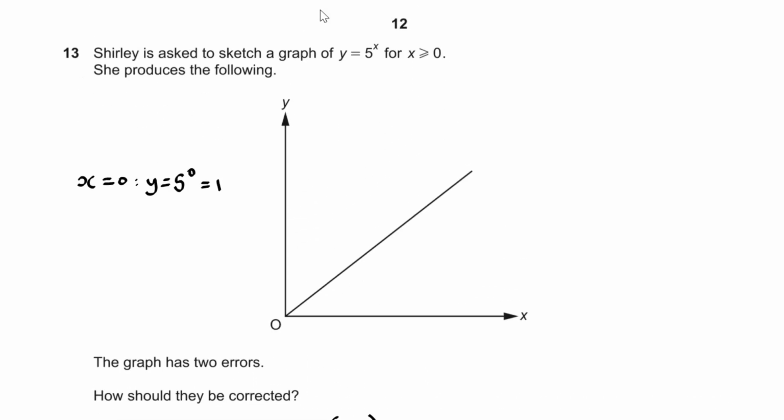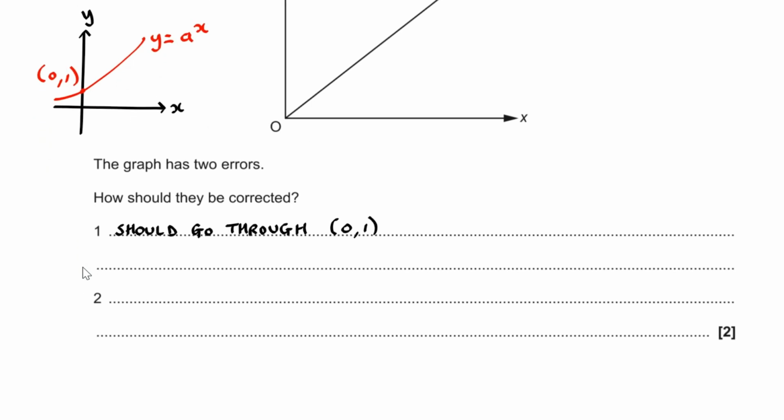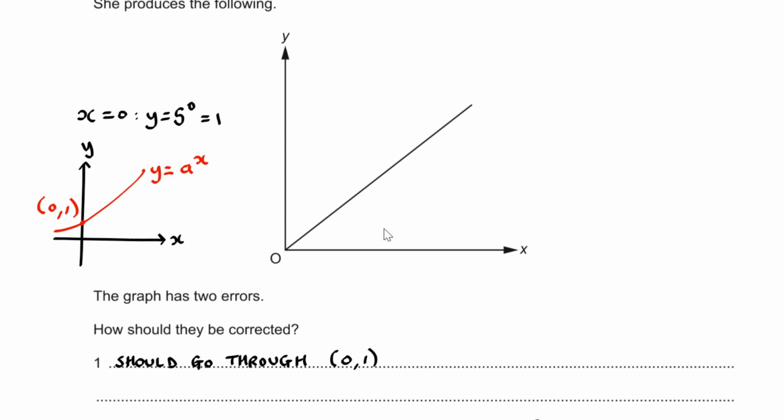And the second thing is, if we have an exponential graph, and if we quickly sketch an exponential graph, something like this, so here's our axis, and then here we'd have y equals a to the power of x, and it of course crosses here at 0, 1. So therefore, the other thing that we need to correct is that we should have a curve with an increasing gradient.